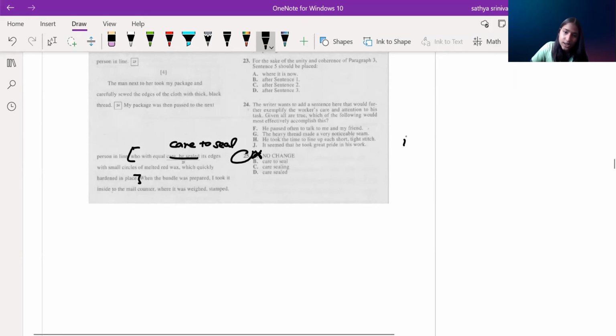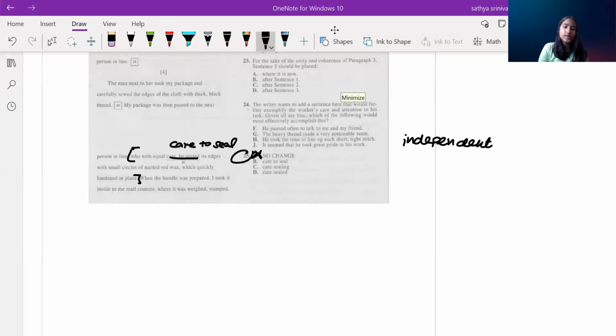Because here's what it's saying. It gives us an independent clause, right? But then without a comma or anything, if we just had "care to seal," it wouldn't make sense because this right here would not be an independent clause. It would be a dependent clause. Does that make sense, what I'm trying to say? If it doesn't, just say so and I can repeat it.